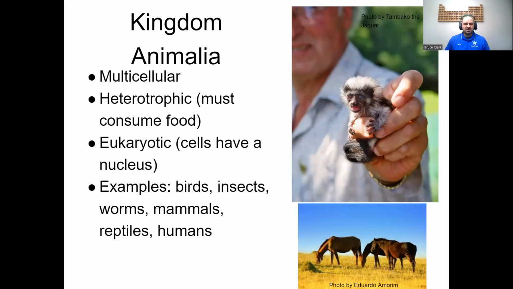All right, so organisms that have more than one cell, they have to eat, and their cells have a nucleus. Those fall into the animal category or kingdom. Now, not all these things would we call animals. Birds, mammals, reptiles, humans, sure. Insects and worms, those animals? Well, no, they're bugs, but bugs are animals as well, in the scientific phrase.